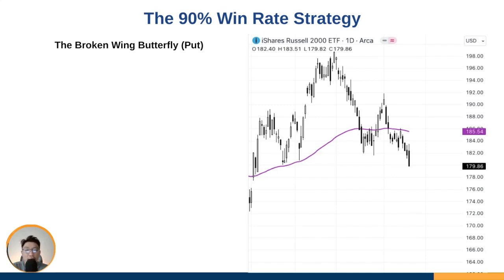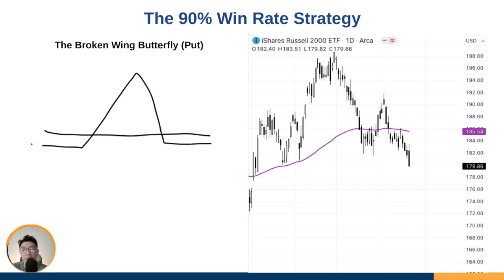So what exactly is the broken wing butterfly? This is a slight variation of the butterfly, right? If you have traded butterflies before, then you'll know that the P&L graph will look something like this. Basically your max profit zone is somewhere in the middle, so this is where you'll be making your profits. If the market stays within these two strikes down here, this is where you'll be placing your strikes, and then you have one right at the middle. This is where you have your max profit, right?